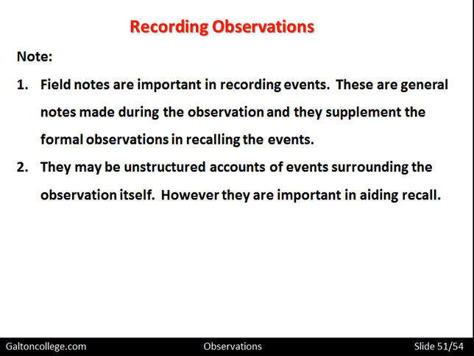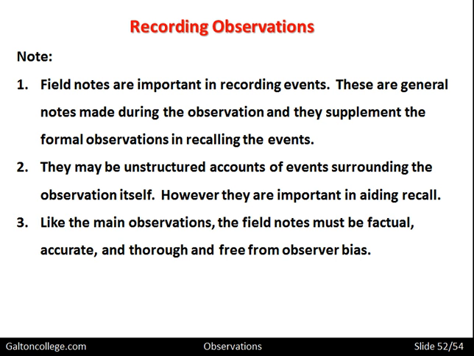The field notes may be unstructured accounts of events surrounding the observation itself. However, they are important because they can act as a method of recalling what happened and explaining the observations themselves. Like the main observations, the field notes must be factual. They must be accurate and thorough and free from observer bias. So the field notes must be accurate, they must be factual, and they must be free from bias. They must report what actually happened, not what the observer thought happened or wished had happened.